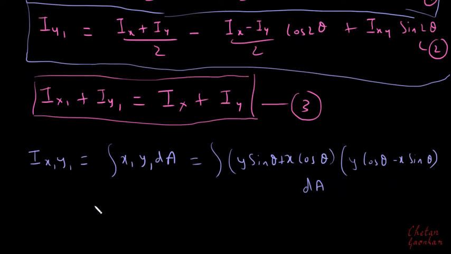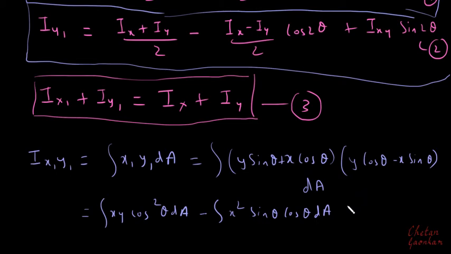Now if I simplify this further, I will get the integral of xy cos square theta dA, that is, x multiplied by y cos square theta times dA. Then I will have this multiplied by this, that is minus the integral of x square sine theta cos theta dA. Then I have this term, that is plus the integral of y square sine theta cos theta dA. This is the third term, and the last term will be minus the integral of xy sine square theta dA.